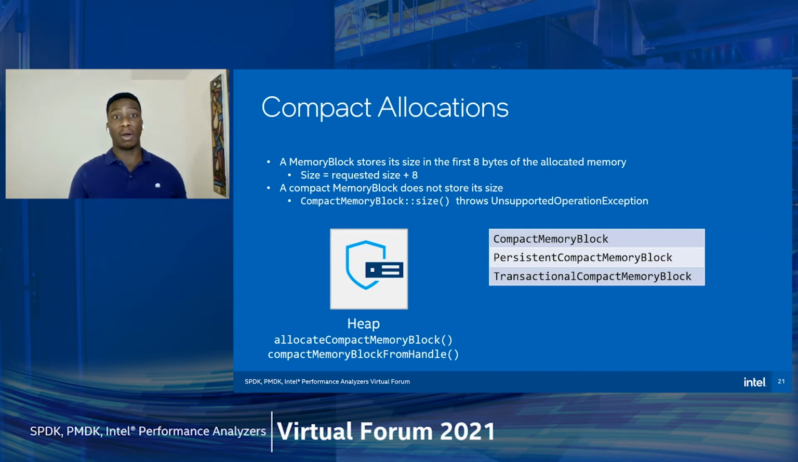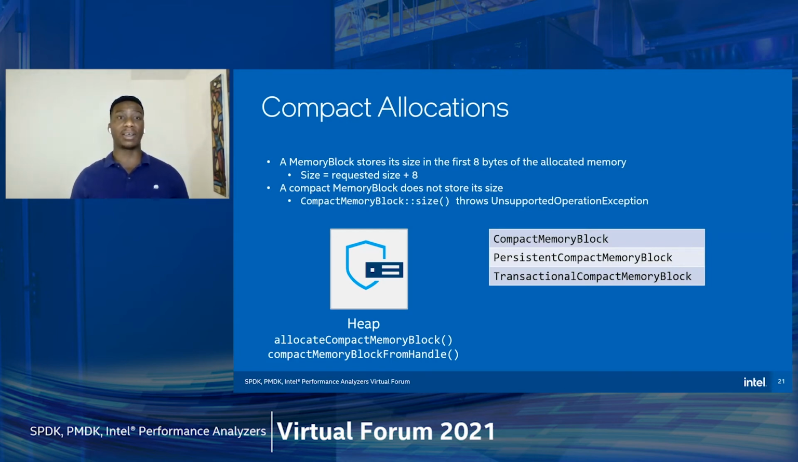In contrast, a compact memory block does not store its own size. Now, this is useful if the size of the memory block is known statically in the code, and you don't want to spend that 8 bytes of persistent memory. You don't want to waste that 8 bytes because you already know the size. And so because of that, the size method on compact memory block throws an unsupported operation exception. By the way, a compact memory block is the same as a memory block except for this size method, and by the fact that it doesn't store the size.